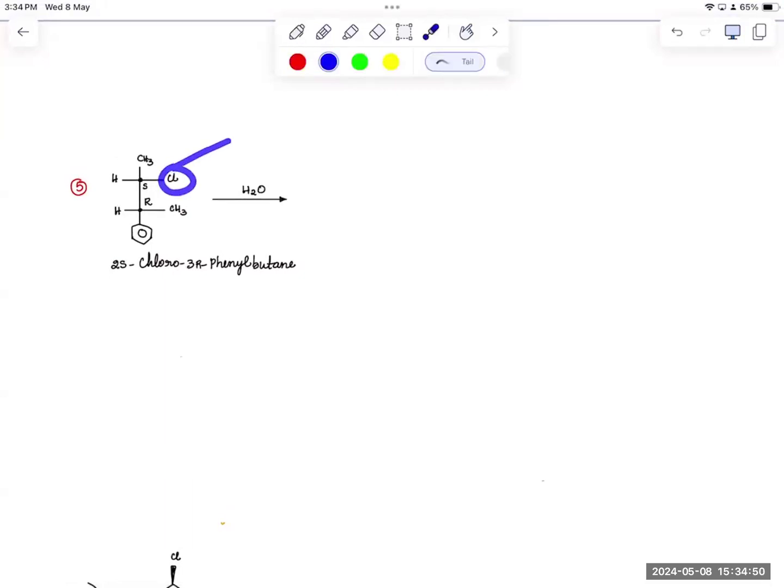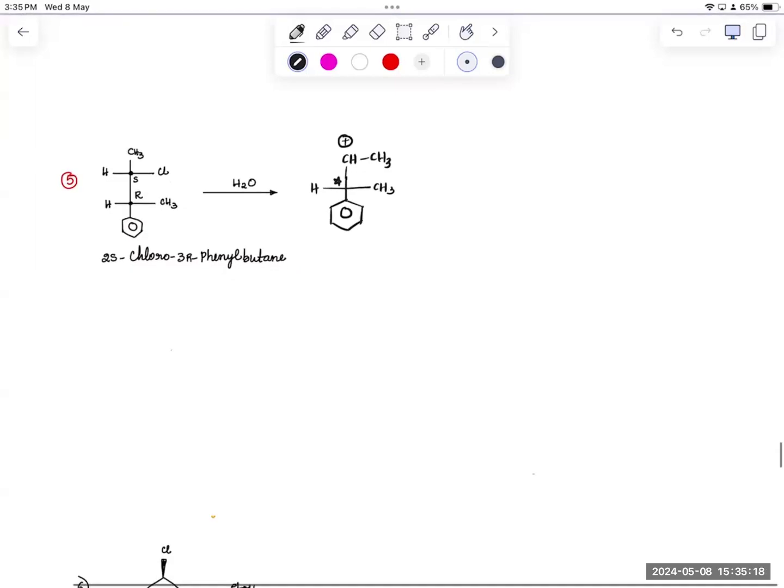Here, we need to remove this chlorine and put the OH group here. So the first carbocation which will be formed here is this, which will be the same, but here we have a CH3 carbocation. This is the first carbocation, and here it is H and CH3. The chiral center will remain, and from here you will get one more carbocation.